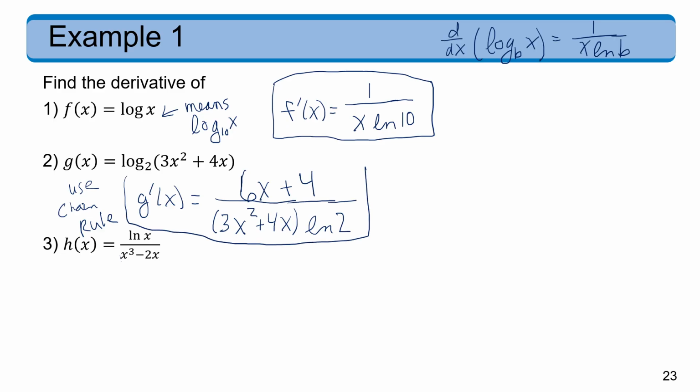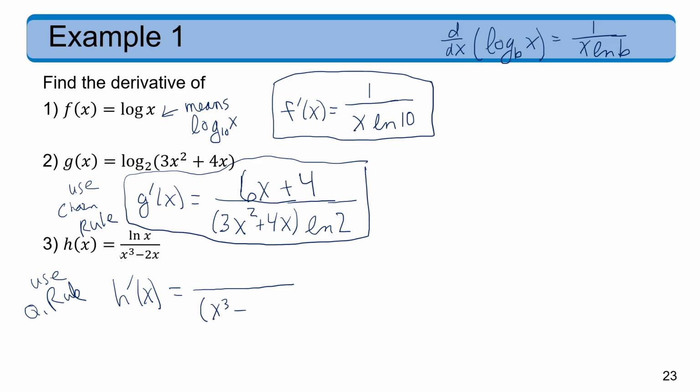Okay, let's go to the third one. Here we have a quotient. The natural log of x is part of that quotient, but the bigger picture is we have a quotient. So we need to start with the quotient rule. h prime of x equals a fraction. The denominator part's the easiest. Just take the old denominator and square it.